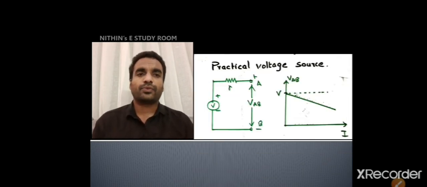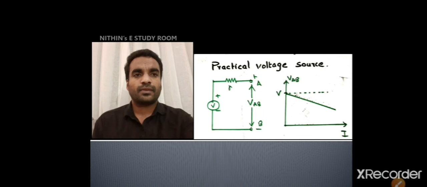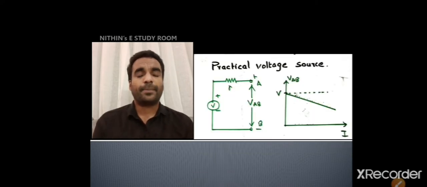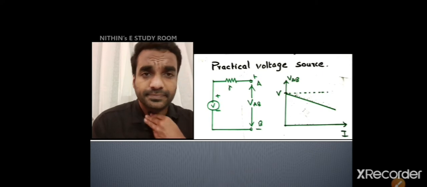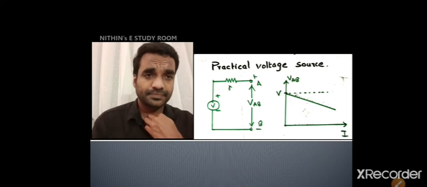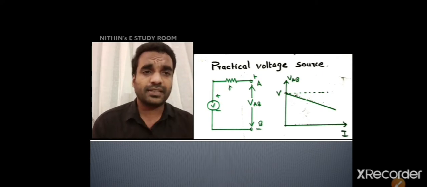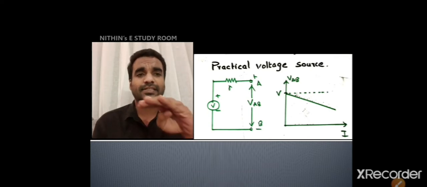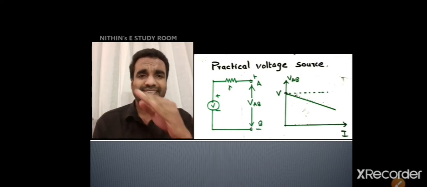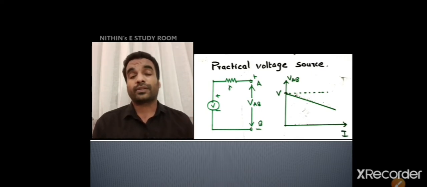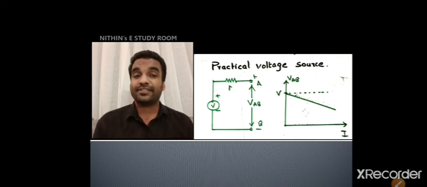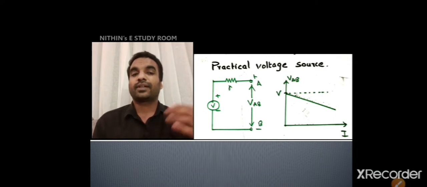Now we are moving to a practical voltage source. What is the difference in the curve? First you can check the curve. What is the difference in the curve? I think it is clearly visible that the curve is not a straight line. It is slightly inclined. So the voltage value changes with respect to current. What is the change?